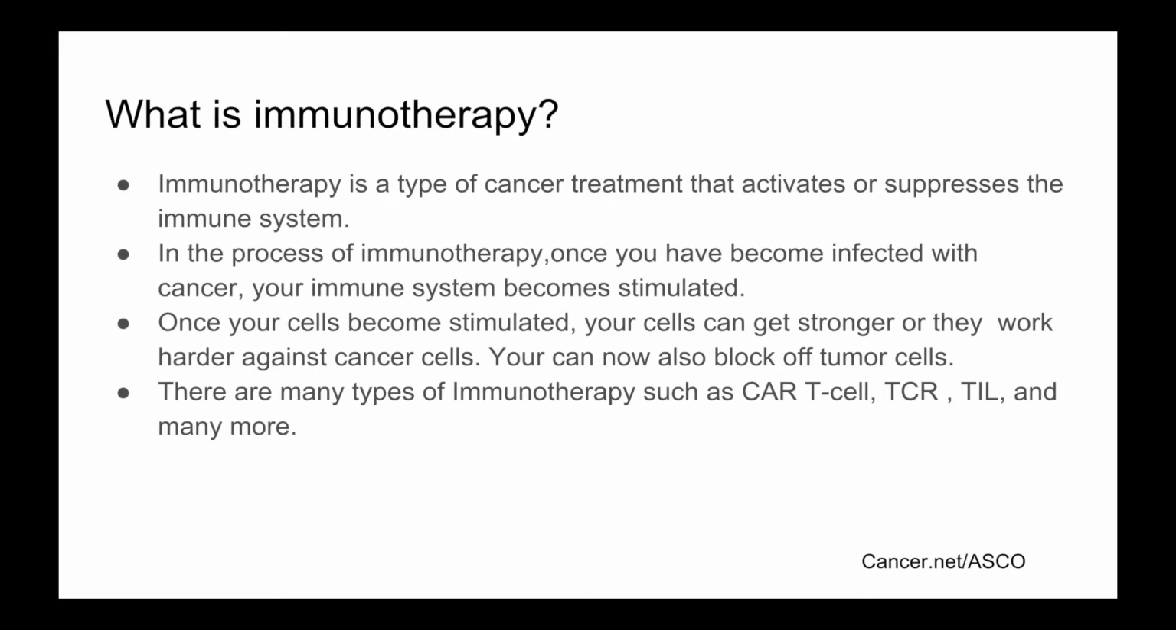So what is immunotherapy? Immunotherapy is a type of cancer treatment that activates or suppresses the immune system. In the process of immunotherapy, once you become infected with cancer, your immune system will just begin to shut down. So the goal of immunotherapy is to stimulate your immune system so it can fight off cancer cells. Once your cells become stimulated, your cells can go stronger or work harder against cancer cells, or even both. You can now also block off tumor cells, cancer cells. There are many types of immunotherapy, such as CAR T cell, TCR, TIL, and many more.